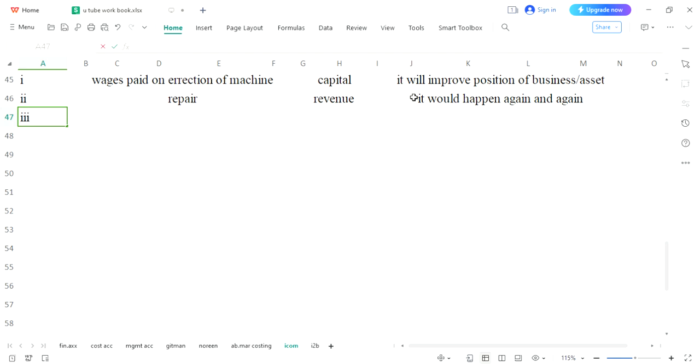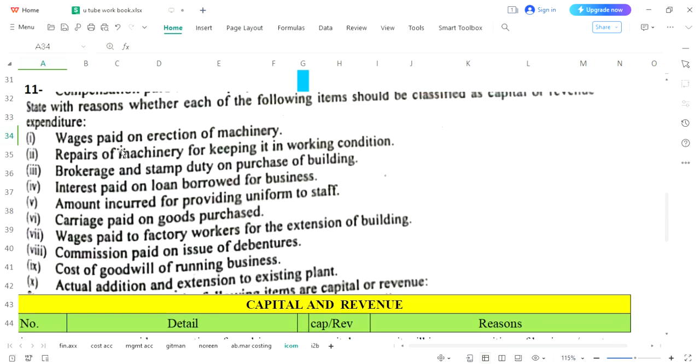Now we will see our third entry, which is saying brokerage and stamp duty. Brokerage means, in Pakistan or in our region, we have estate agents. Like if you want to have a house, you want to buy it, you will go to an estate agent, and then the commission or the fee which you will pay is called brokerage. Stamp duty is that paper which you are buying, and agent fee on purchase of building.